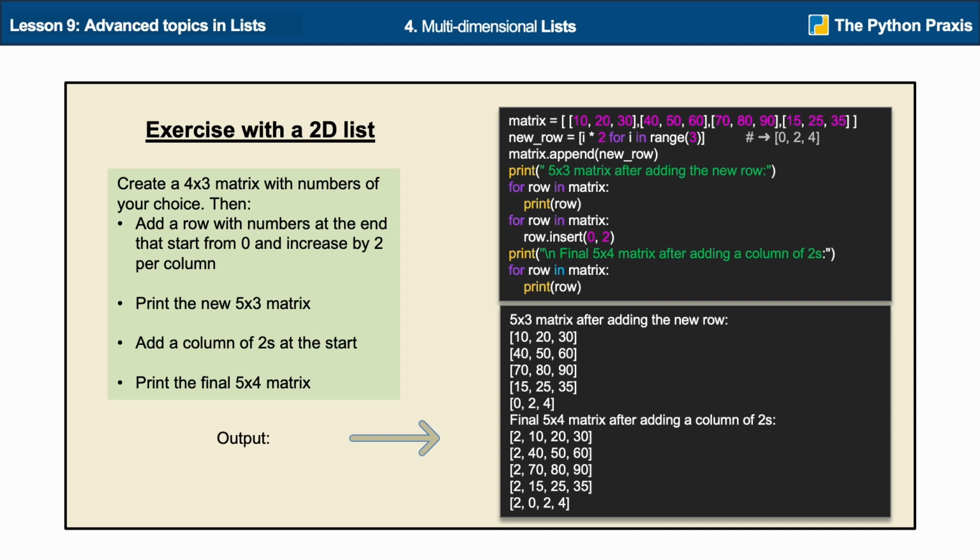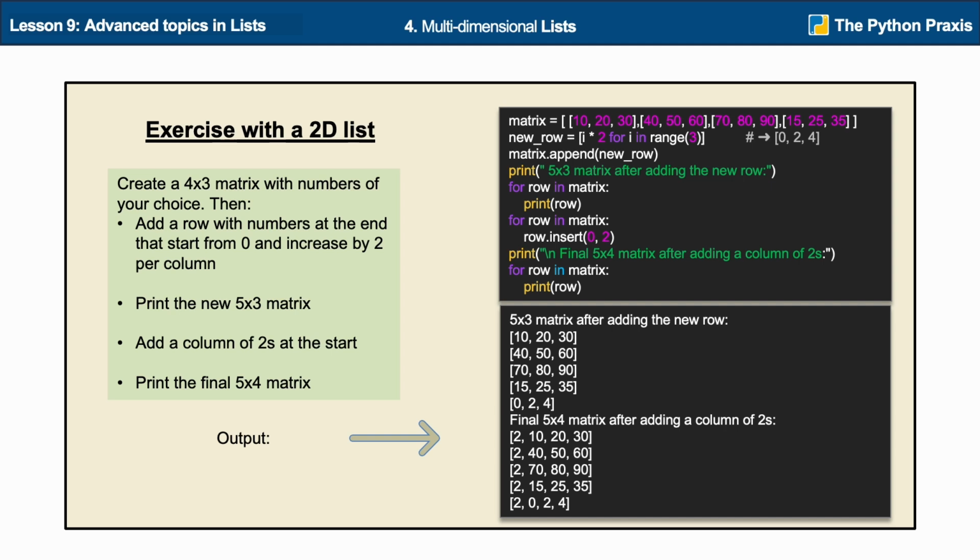Range 3 gives 0, 1, 2. We multiply each by 2, producing 0, 2, and 4. That's exactly the pattern the exercise asks for. Start at 0, increase by 2 per column. In line 3, we attach that new row to the bottom of the matrix using append. Our shape is now 5 rows by 3 columns.